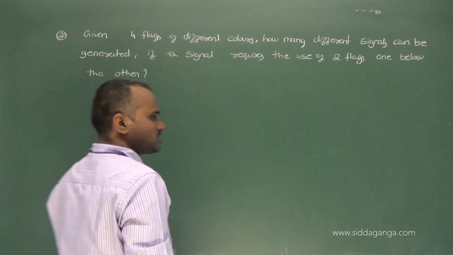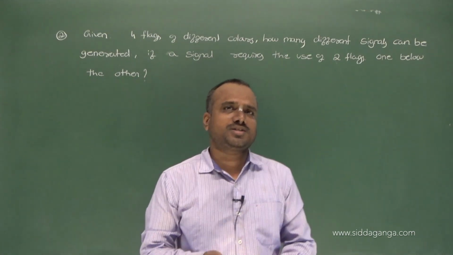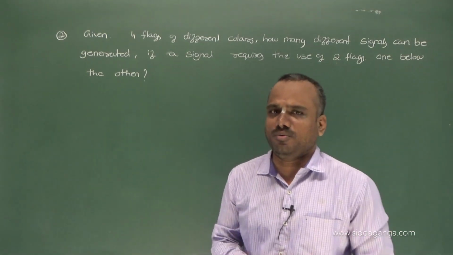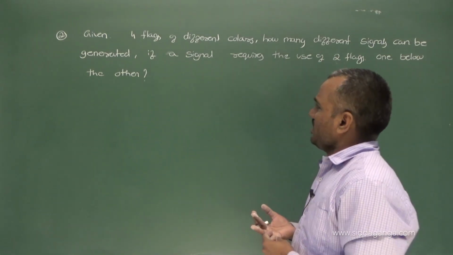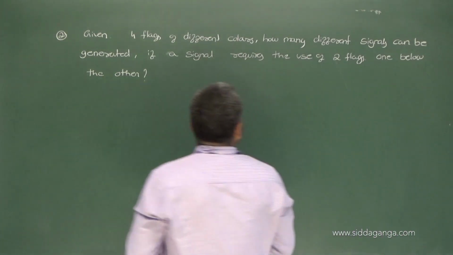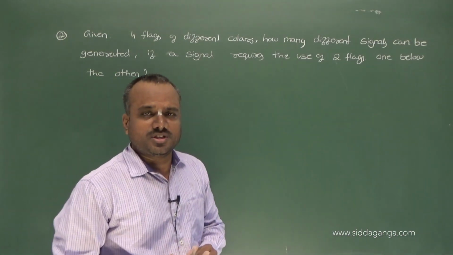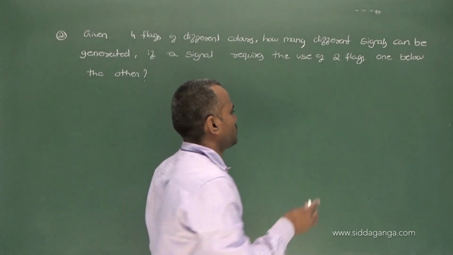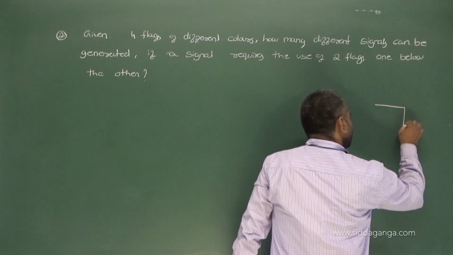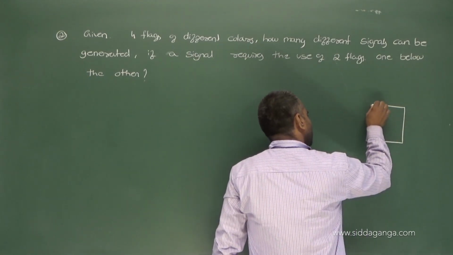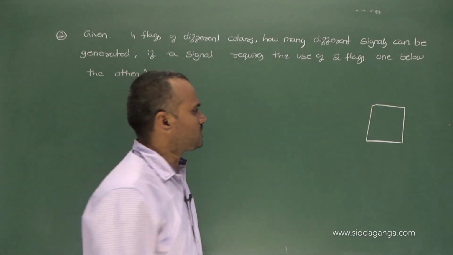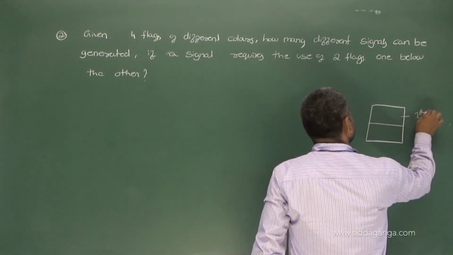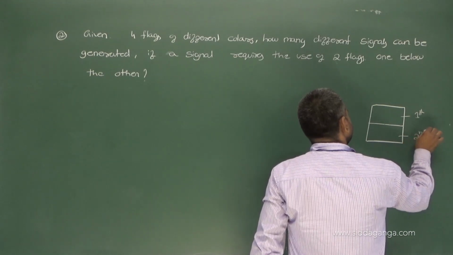Just now we solved this problem in the exercise. One below the other. Same type of problem, yes? Given 4 flags of different colors, how many different signals can be generated? Different signals means repetition of the digit is not allowed. 2 flag signals, correct? Upper box means first place and second place.